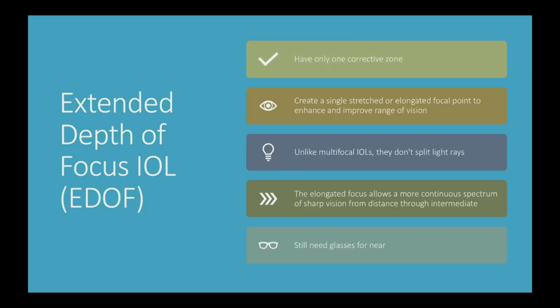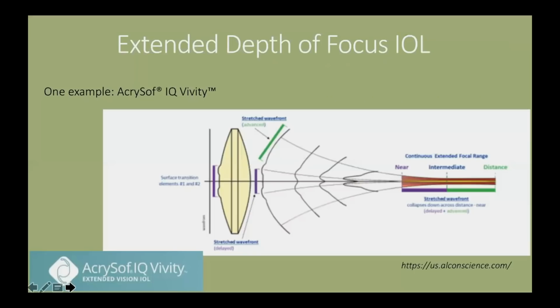So you get a little bit more continuous spectrum of sharp vision from distance through intermediate. It doesn't quite reach all the way up to near, so you would still need glasses for near vision, like reading or your phone, depending on how close you use it. But you do get distance through intermediate, and by intermediate, I would mean like computer length, something like that. And this is, again, one example of an extended depth of focus lens.